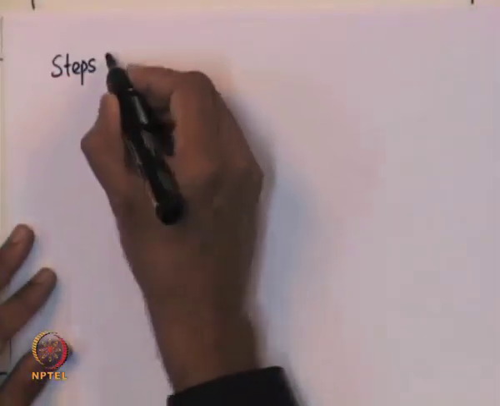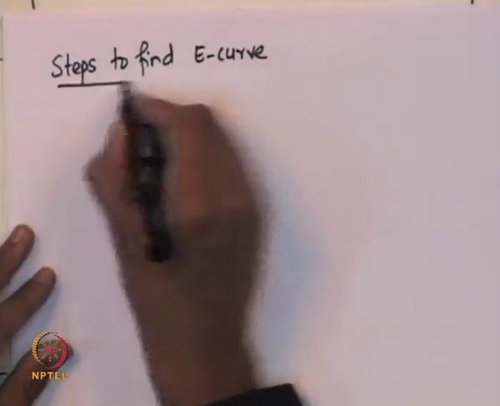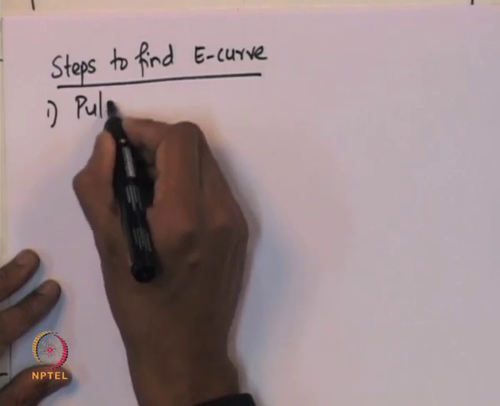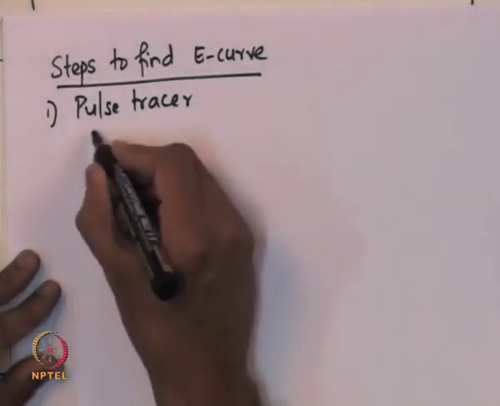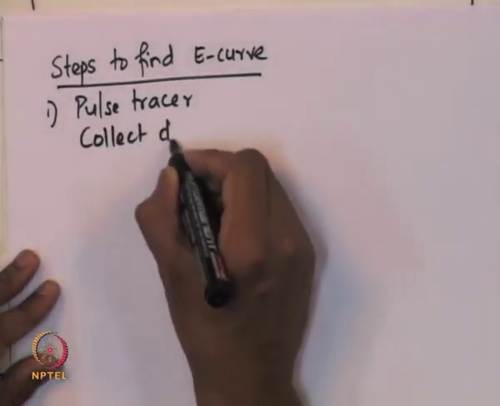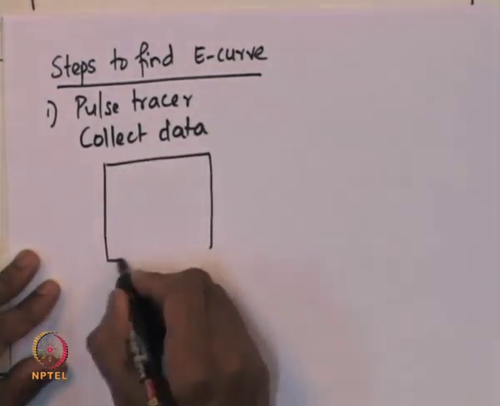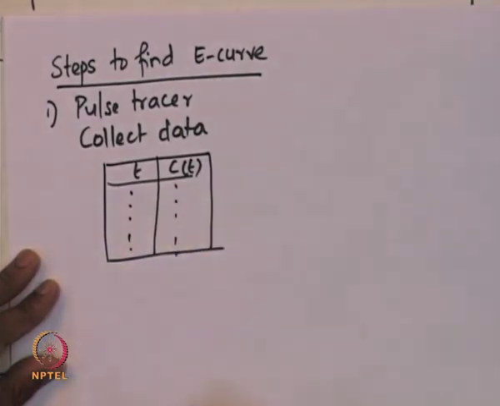So, let us quickly summarize the steps involved in finding the E curve. The first step is to inject a pulse tracer and then collect data. By collecting data, one gets a table of time versus C of t. So, at different times one can find the concentration of the tracer in the effluent.